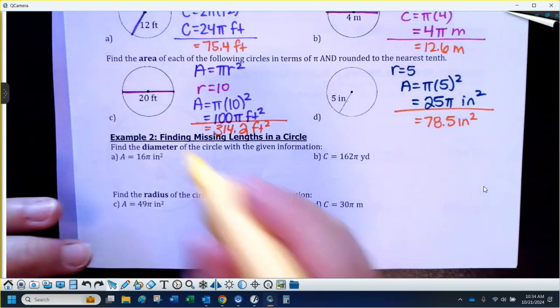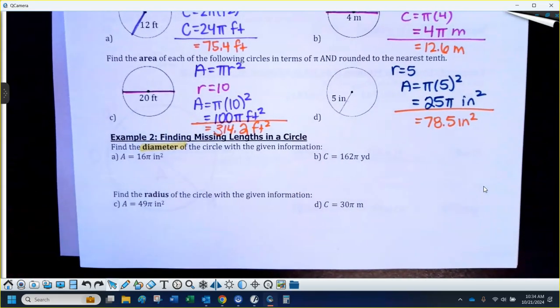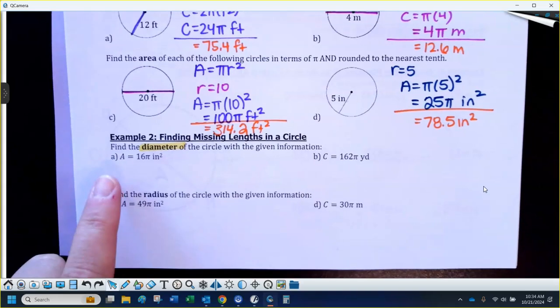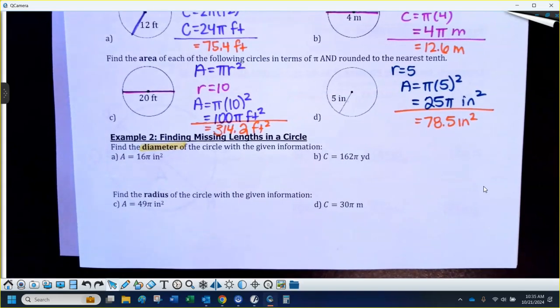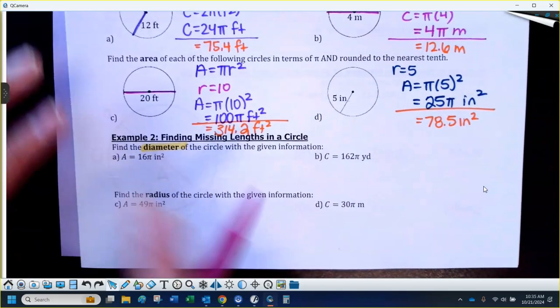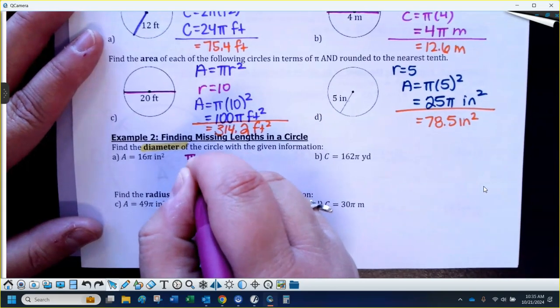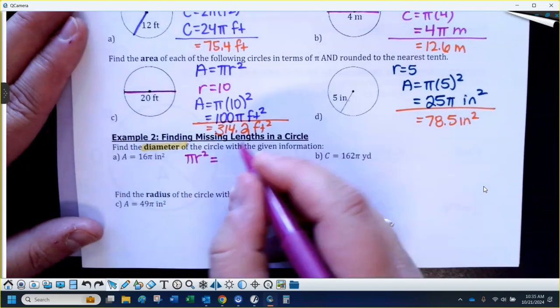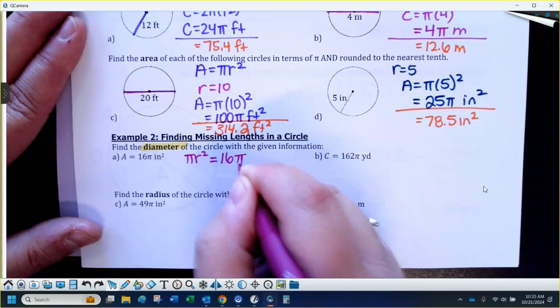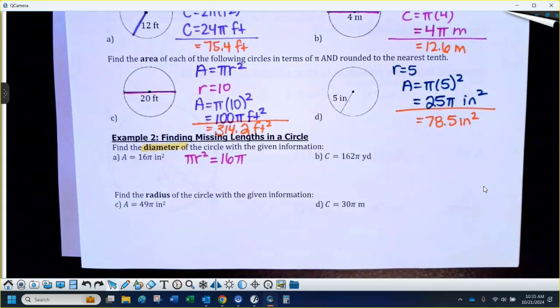So this guy right here says find the diameter of the circle that has the given information. So here A stands for the area. So what I would tell you to do, I'm just literally going to put the area formula in place of the letter A. So this is saying, okay, pi r squared would be equal to the area they give me, which is 16 pi. Now, I know this looks really gross, but it's not too bad.